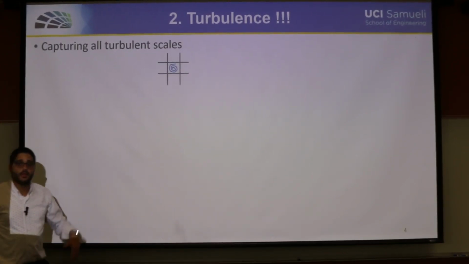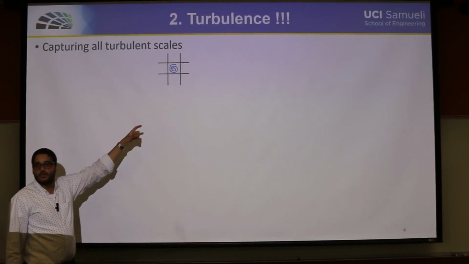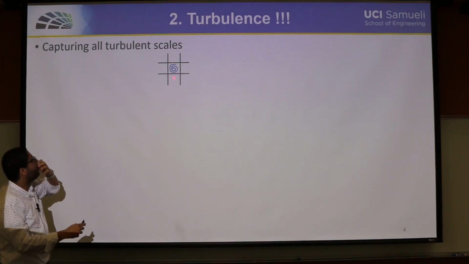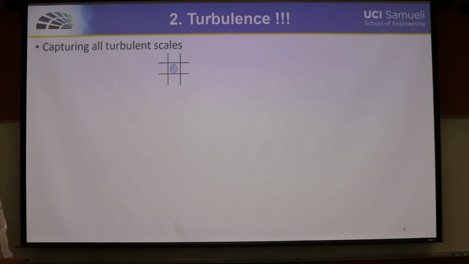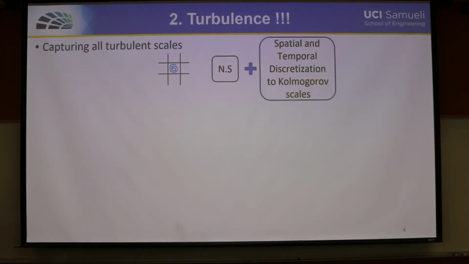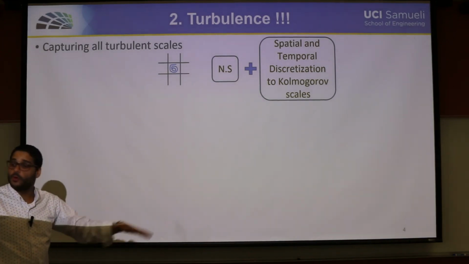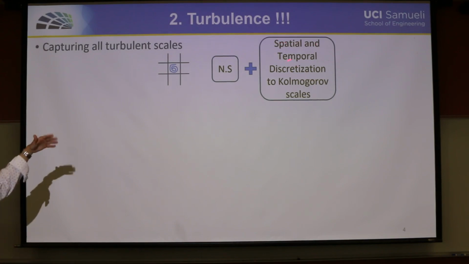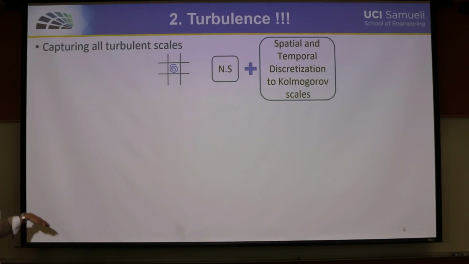I mentioned a while ago that to capture all turbulent scales, the grid size must be smaller than the smallest scale. For example, if I have that scale and this is my grid size, then I'm not capturing that eddy. I don't know what's happening inside. I need to discretize more. And to keep doing that, if we got our Navier-Stokes equation and did our spatial and temporal discretization down to the Kolmogorov scales, till we reach that eta scale, do you remember that eta scale? I'm going to generate a mesh, that's fine.